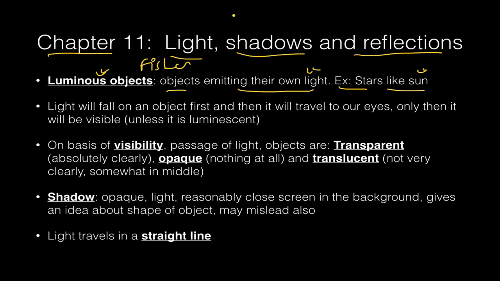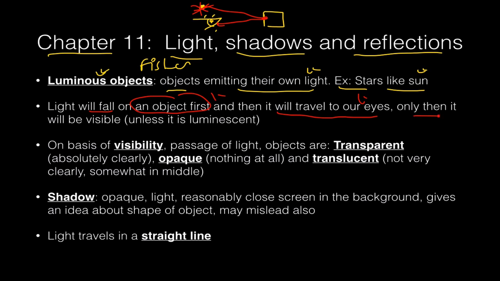Now let's say if you close all the lights right now in your room and it's extremely dark, pitch dark, you're not able to see a thing. But as soon as you turn on the light, you are able to see things, because let's say this is a light source, this is an object and this is your eye. I'm very bad at drawing, so anyway, just focus here. The light will travel from this point and touch the object, and then it will hit your eye, and then you are able to see. If this light source is not there, this path gets broken and you're not able to see. So light will fall on an object first and then travel to your eyes. Is that understood? And only then it will be visible, unless it is luminescent on its own.